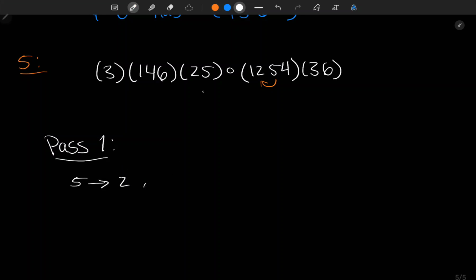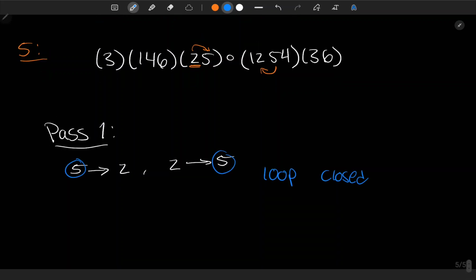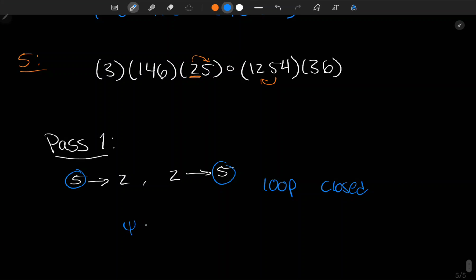And then in the left function of the composition, we say 2 goes to what? Well, here 2 gets mapped to 5. So we go 5 to 2 and then 2 to 5. So just like 1, we've already closed the loop. So the loop is closed. Meaning psi composed with theta contains just 5. 5 gets left alone.